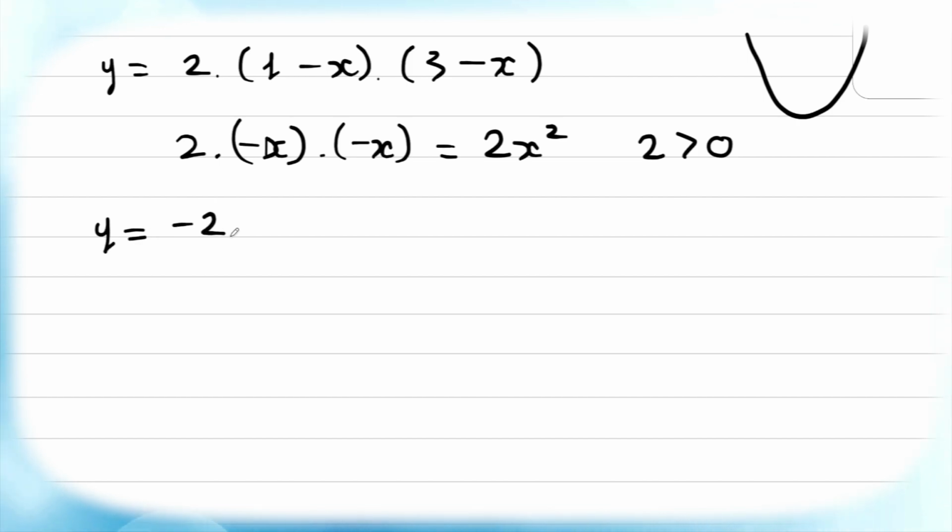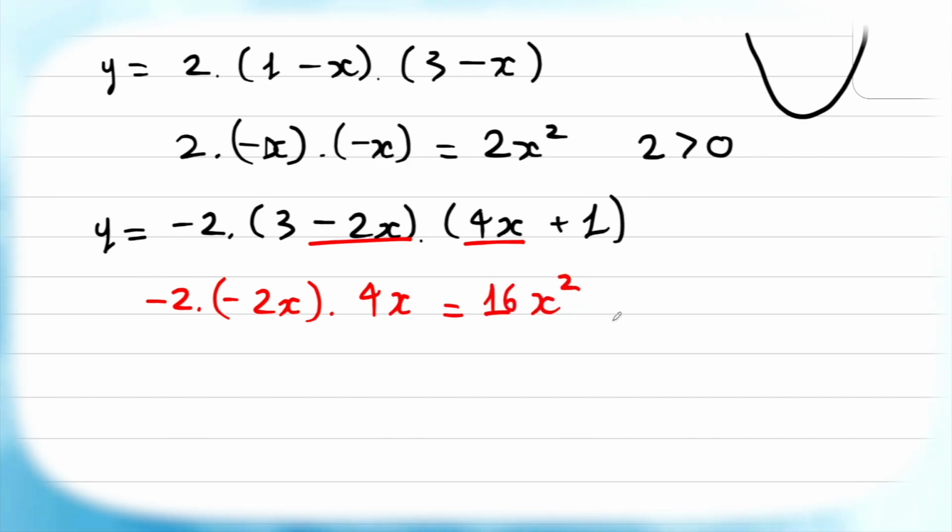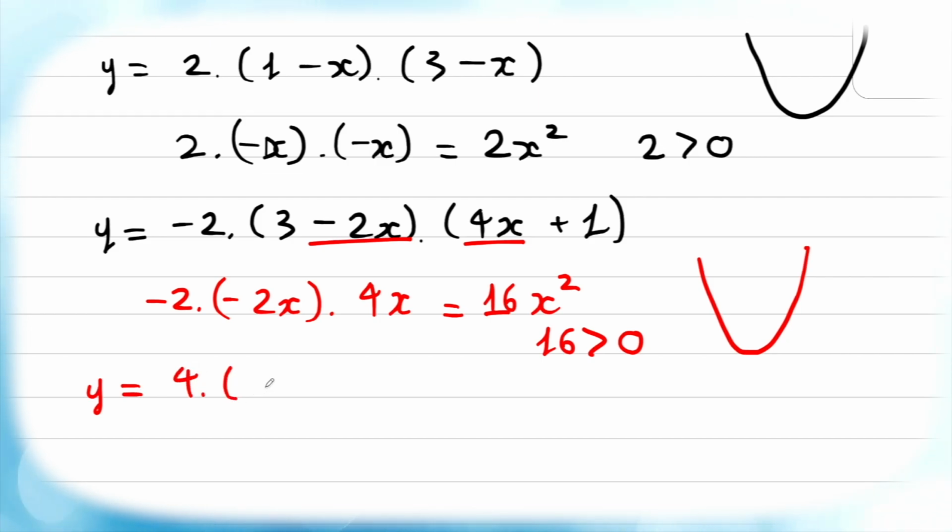The next one I have here is minus 2 multiplied by 3 minus 2x multiplied with 4x plus 1. So how about this example? The number outside, the coefficient here, will be minus 2. The first x here is not x, it's minus 2x. And the next one here you have 4x, you have 4x in the third position. Multiply them together, you get 16x squared. So 16 is greater than 0, a positive number. That's why you get a smile. One more time, you get a smile parabola.